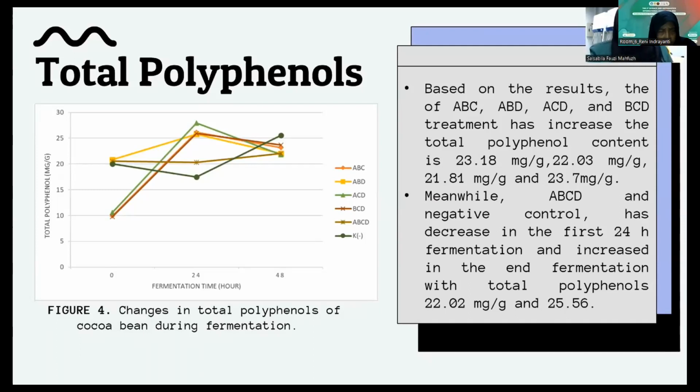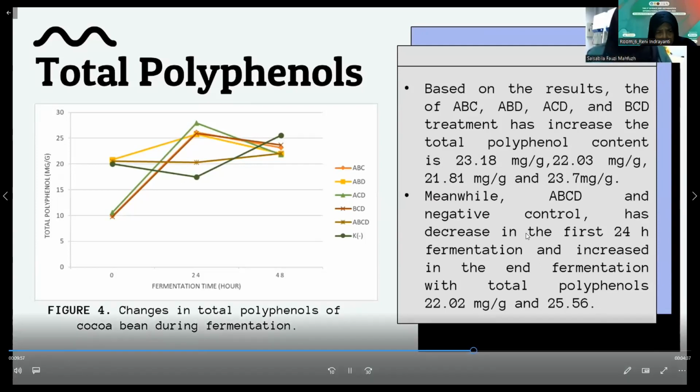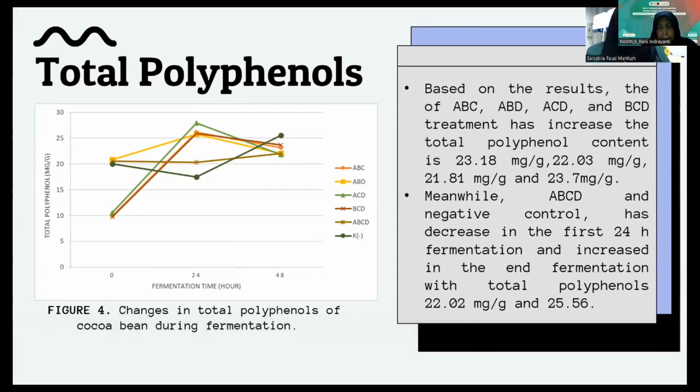Meanwhile, the ABCD and negative control decreased in the first 24 hours and increased at the end of the fermentation. The highest increase in total polyphenol levels was recorded in the BCD treatment, which was 23.7 milligrams per gram, and the lowest increase was found in the ABD treatment, which was 22.03 milligrams per gram. The results of this experiment are in agreement with reports of fermented beans, where fermentation led to an increase in phenolic contents of seeds such as beans, okra seeds, and coffee.